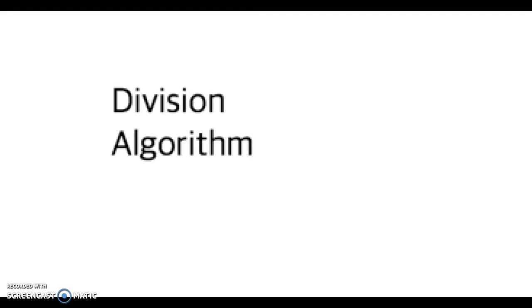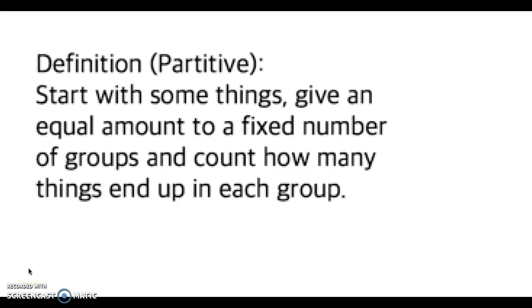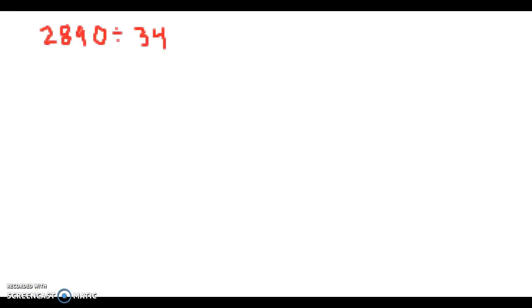Today we're going to be talking about division. The definition for partitive division is you start with some things, give an equal amount to a fixed number of groups, and count how many things end up in one or each group. Let's take the problem 2,890 divided by 34.